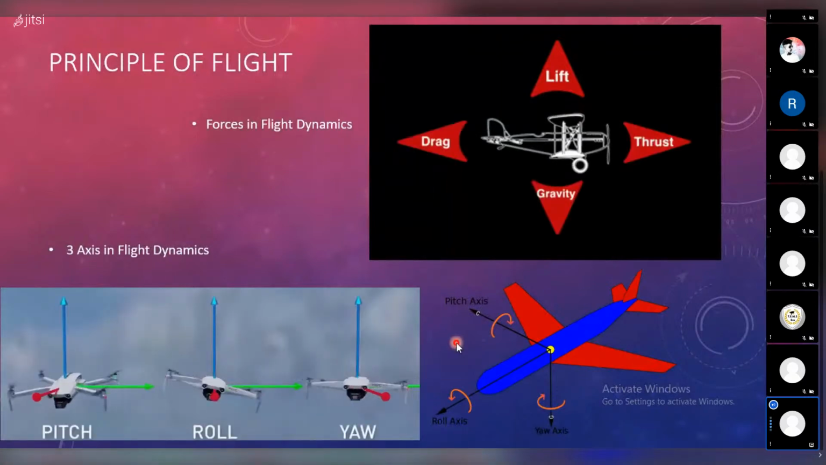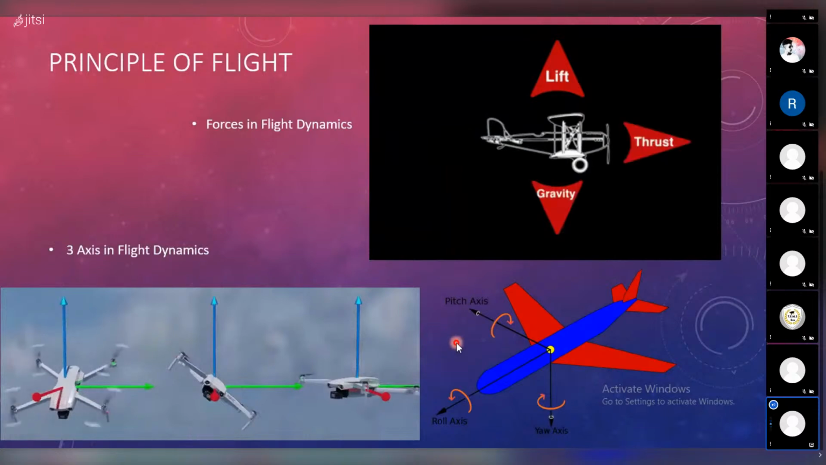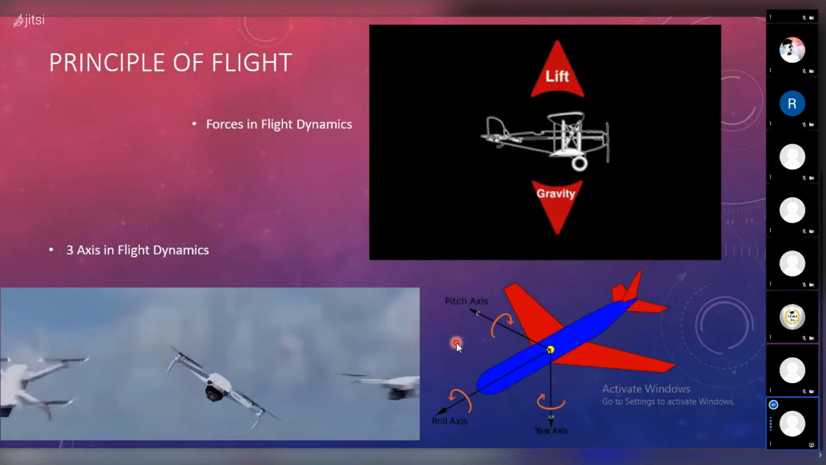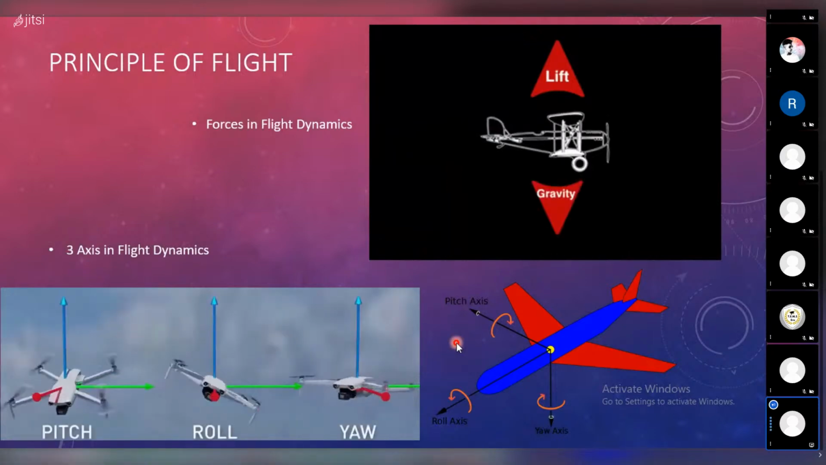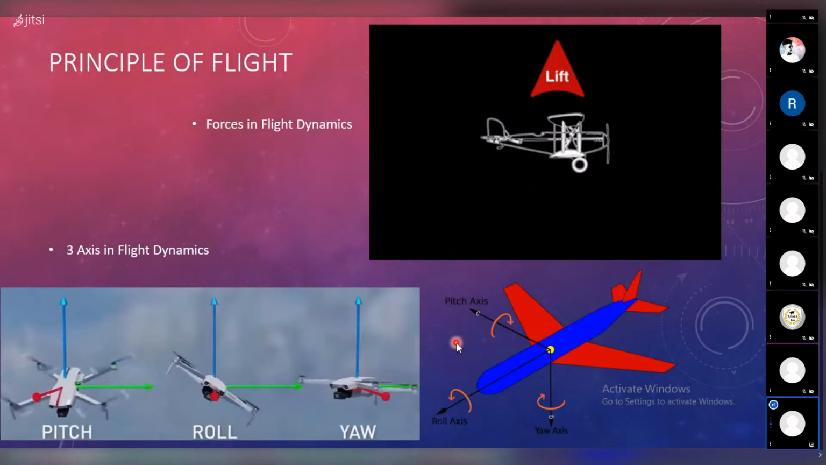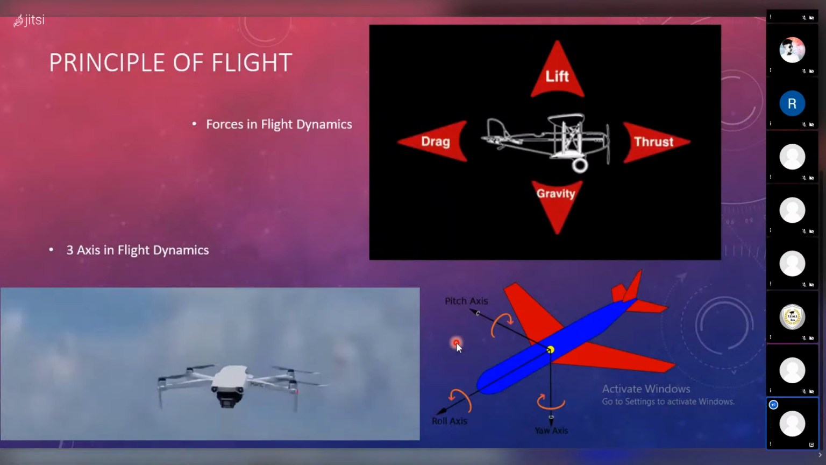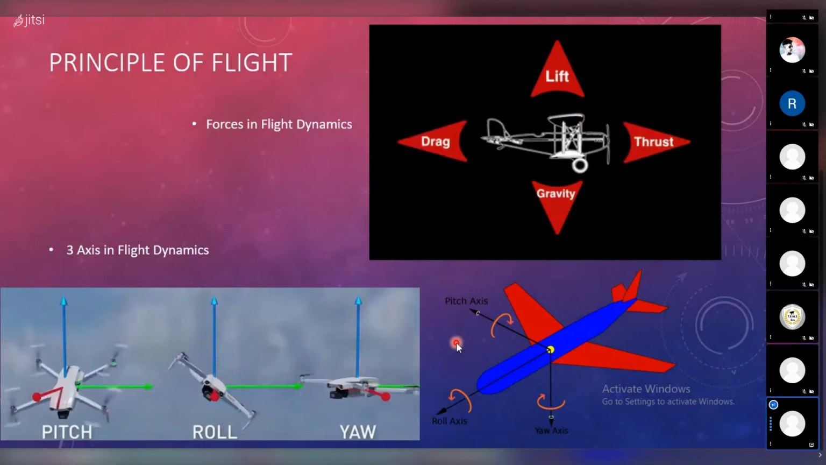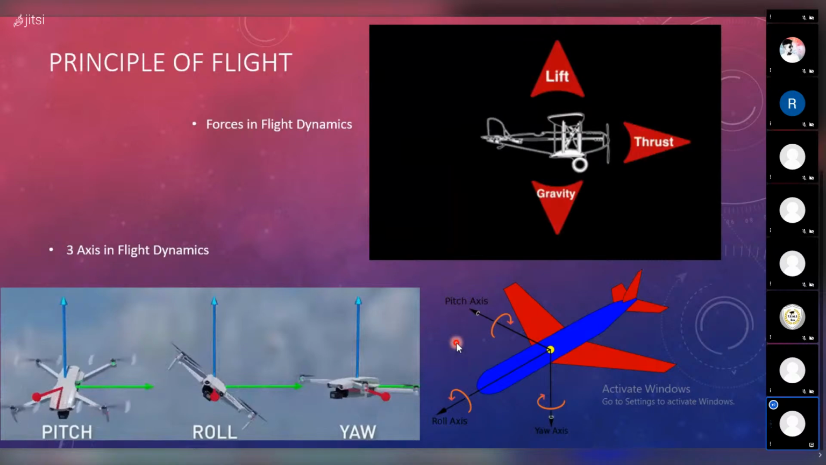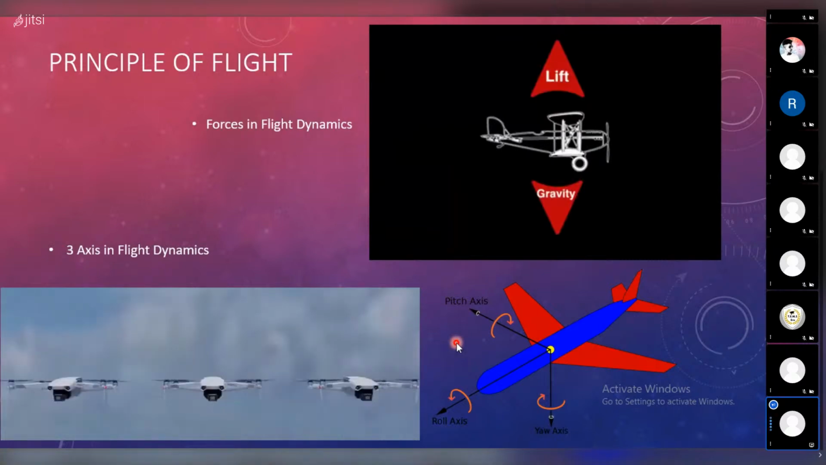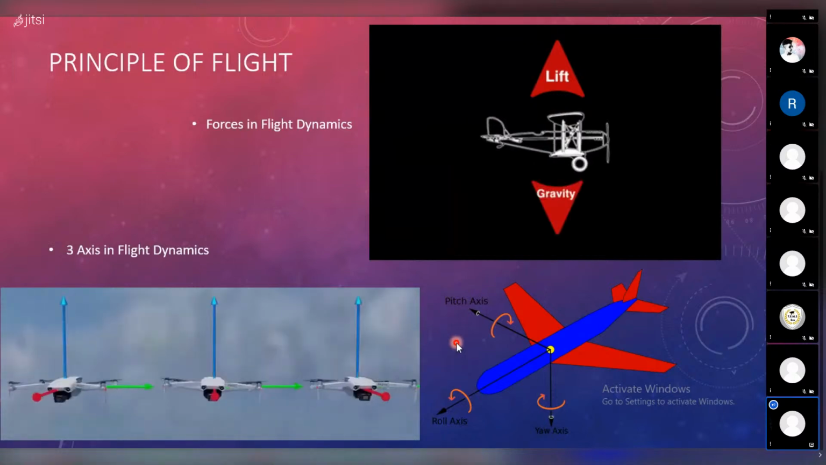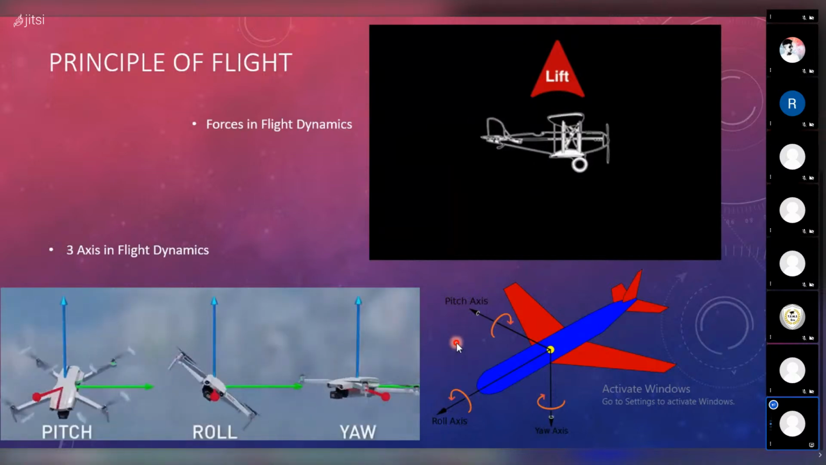Then you will see the horizontal axis that is facing at the nose of the aircraft, that is called the roll axis. So you want to make the drone or the aircraft go left or right. How do you go about it? The rotation that you will be doing to achieve that movement is called roll. So you want to go left, you will roll to the left. If you want to go to the right, you will roll to the right.